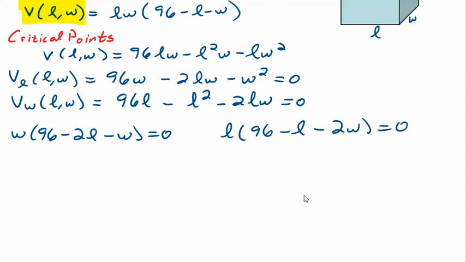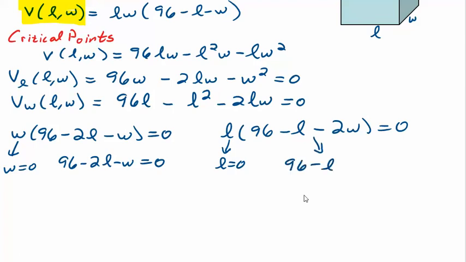Okay, so if I'm going to solve this, one solution would be that W equals 0, but that's not really going to work for us, is it? Because that would mean the width would equal 0. So the other option would be that 96 minus 2L minus W equals 0. Same idea over here, right? This L could equal 0, but that's not what we're going to need. We can't have a length of 0 in our box, so we have that.